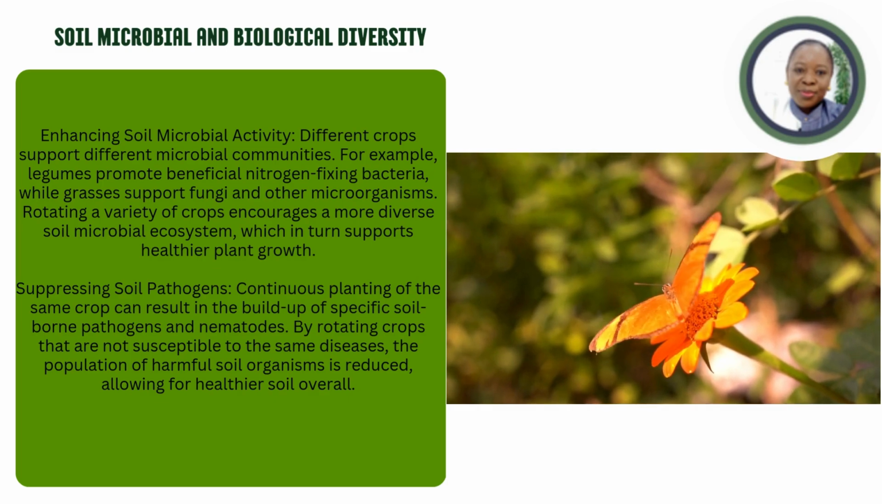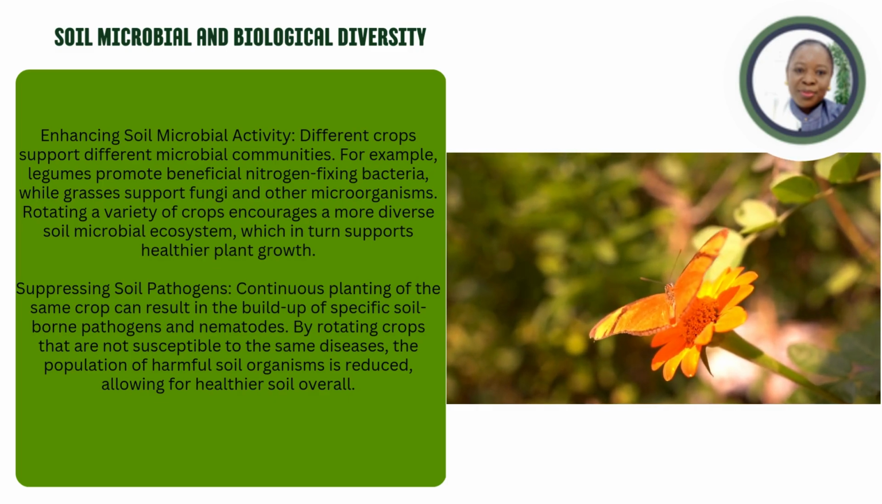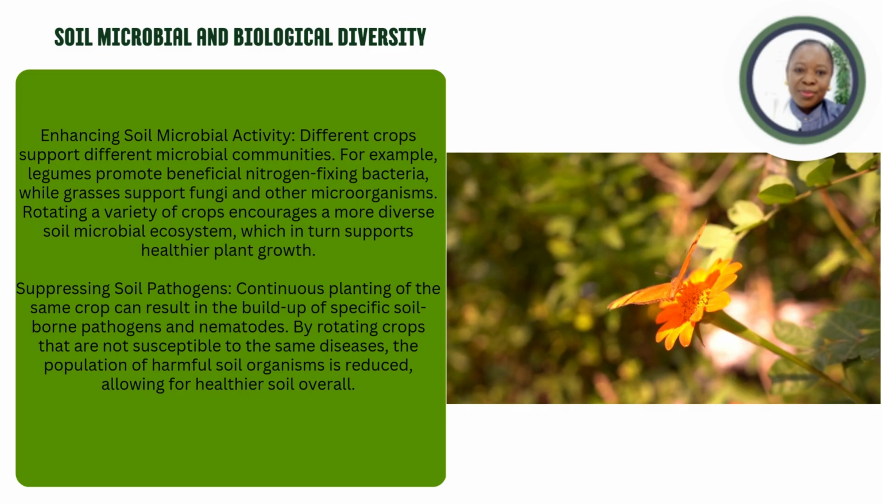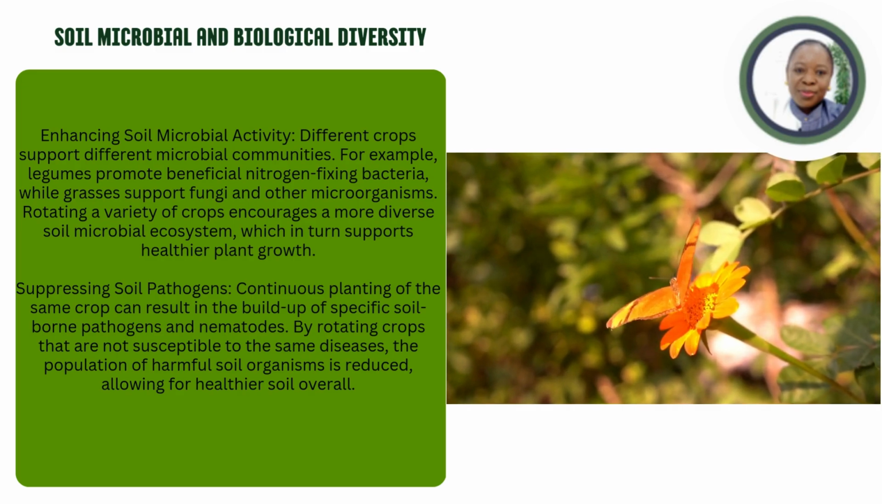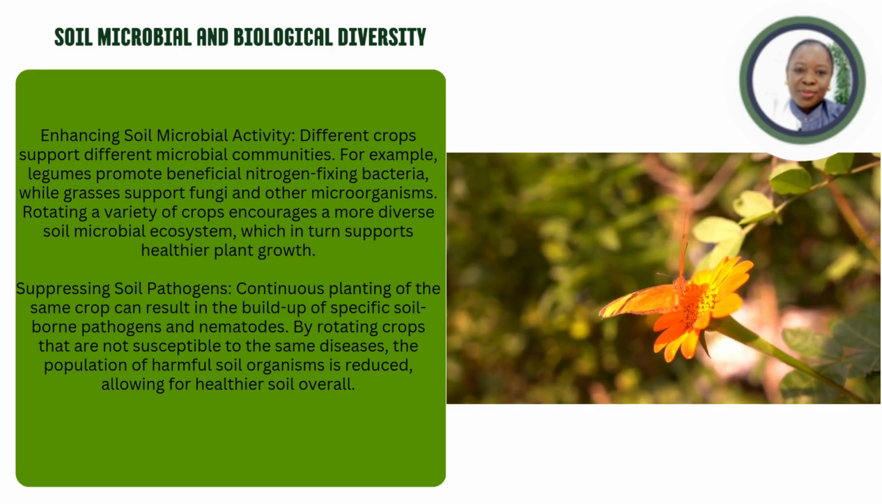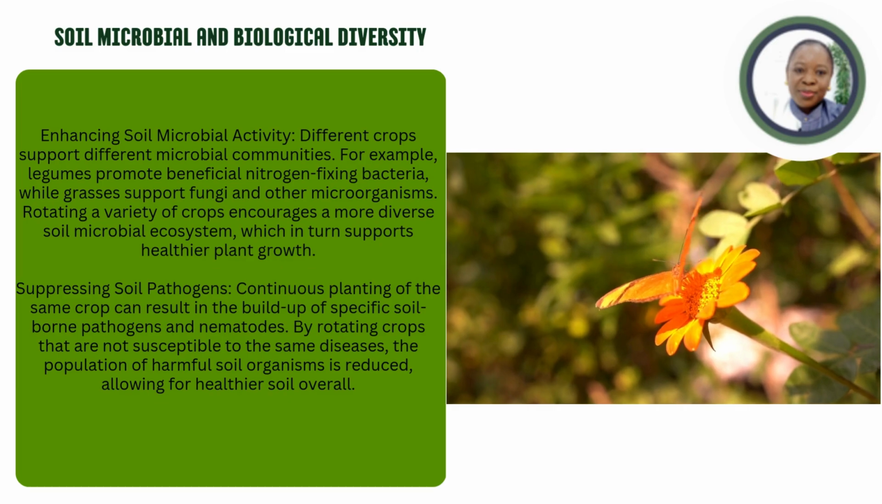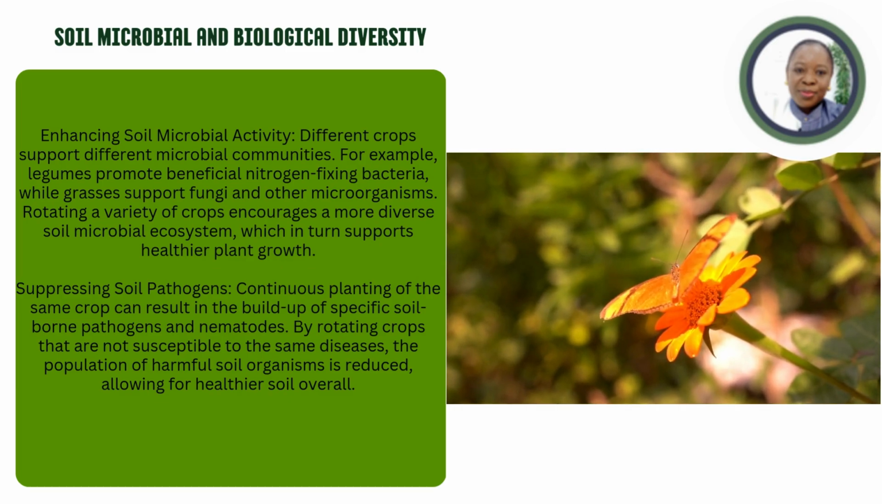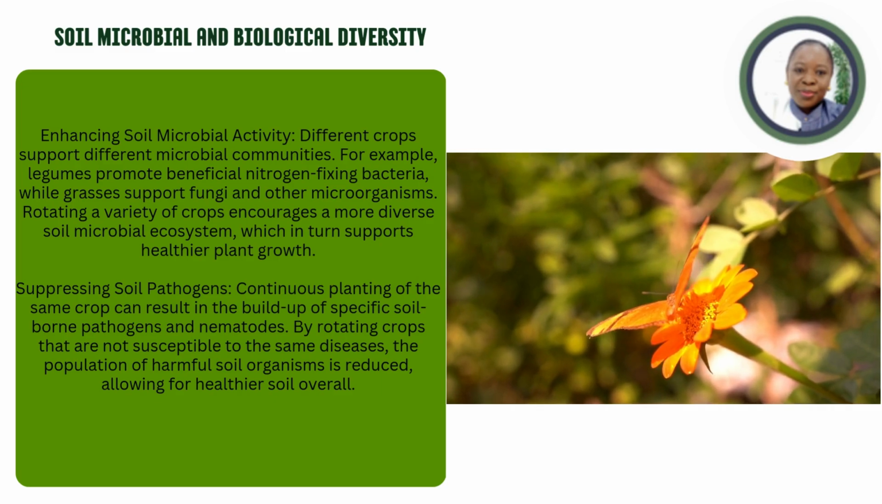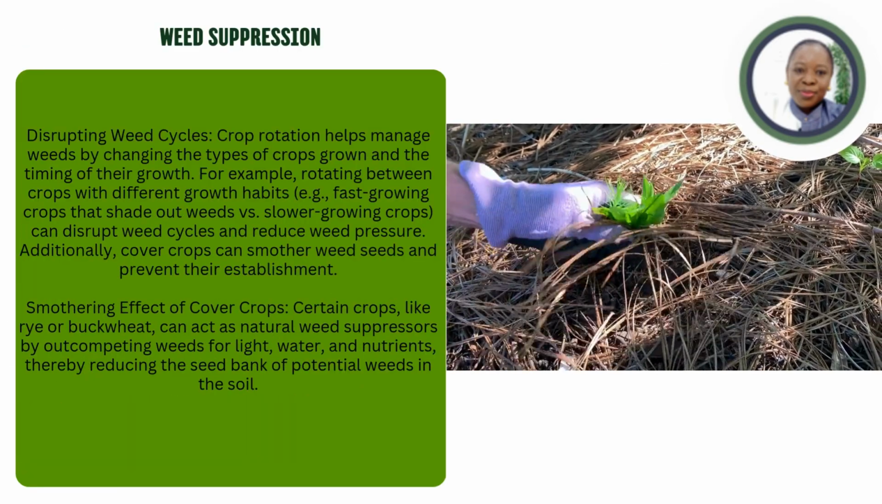Suppressing pathogens. Continuous planting of the same crop can result in the buildup of specific soil-borne pathogens and nematodes. By rotating crops that are not susceptible to the same disease, the population of harmful soil organisms is reduced, allowing for healthier soil overall. Weed suppression.